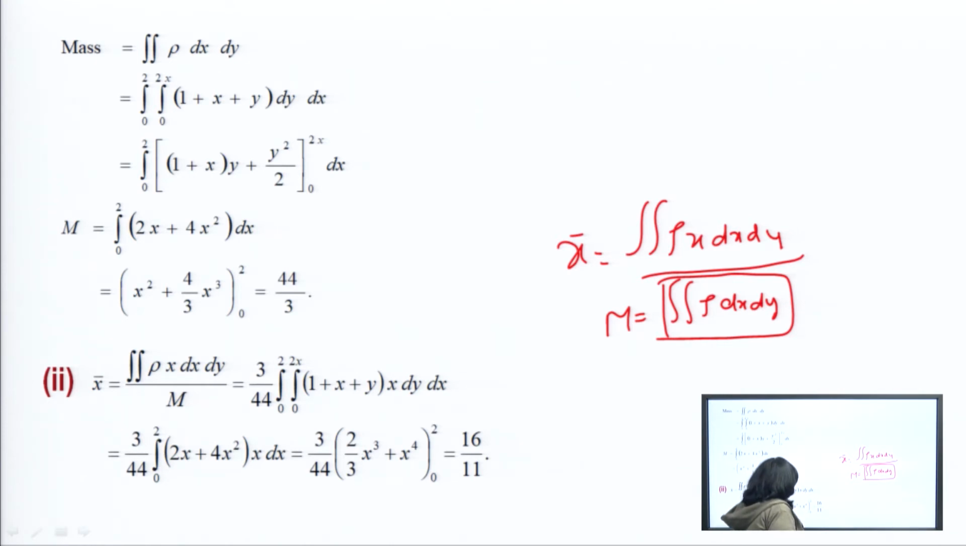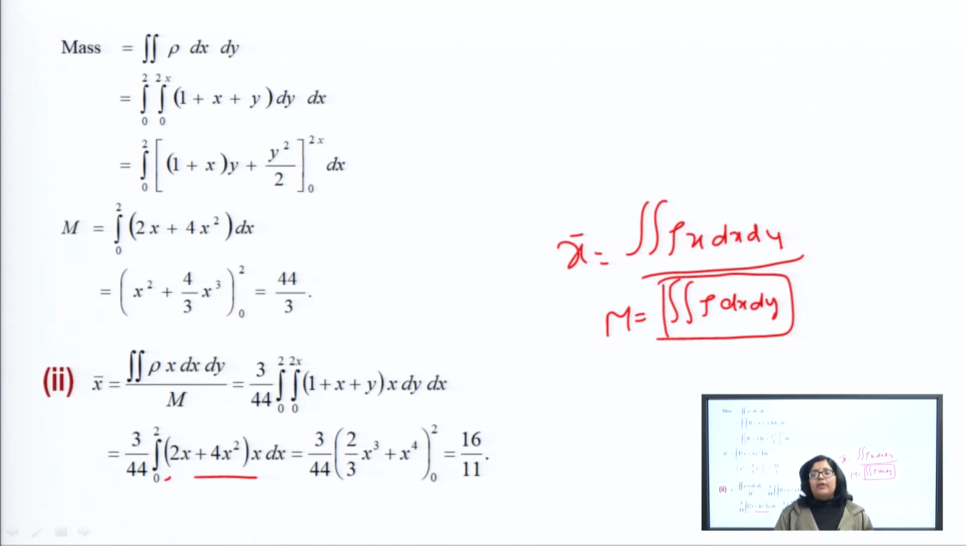The limit is a function of x. So, integrate with respect to y, which gives 2x plus 4x square, times x dx. After this the function is in x only. So, integrate with respect to x and put the limits, and we get the coordinate x bar as 16 by 11.